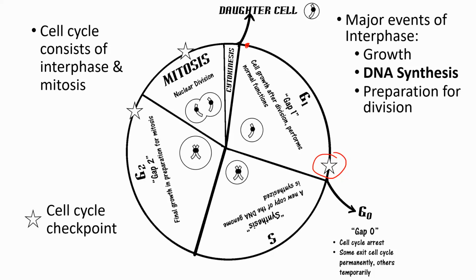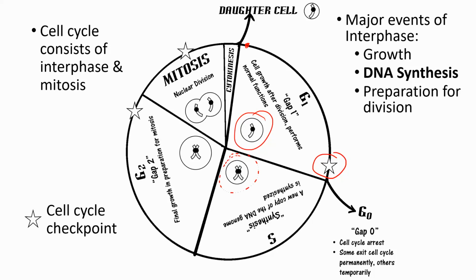So S phase stands for synthesis. That is when you replicate your entire genome. So every single chromosome is replicated. And you'll notice here we have a single chromosome, but after S phase, you have these kind of joined chromosomes. We'll talk about what they're called in a moment.